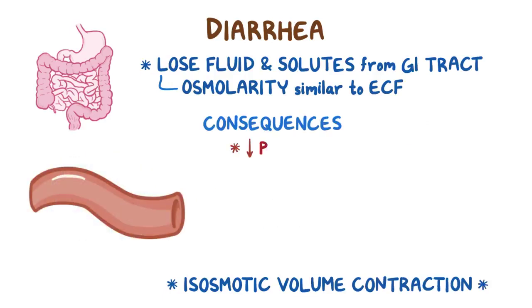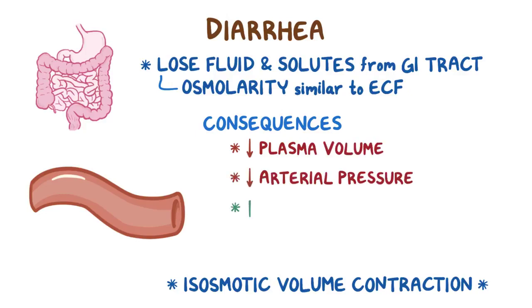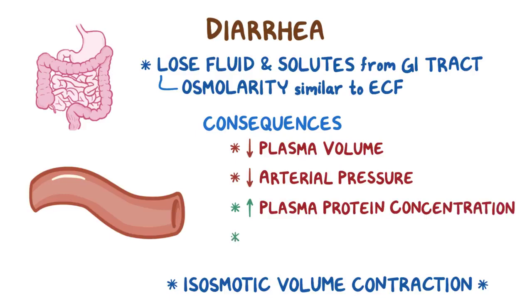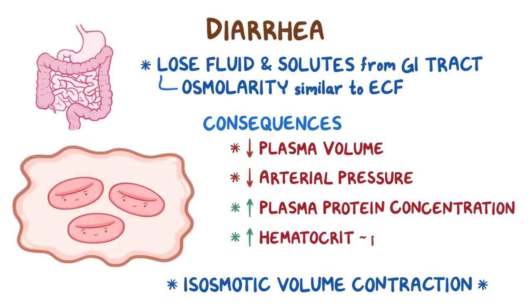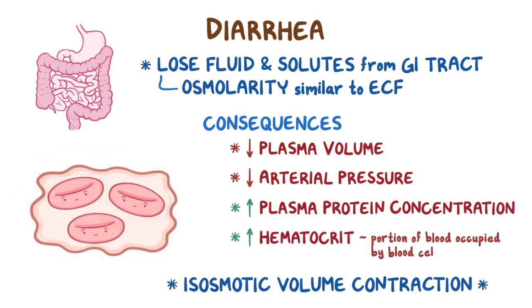Consequences include a decrease in plasma volume leading to a decrease in arterial pressure, as well as an increased plasma protein concentration and an increased hematocrit, which is the portion of blood that's occupied by red blood cells.